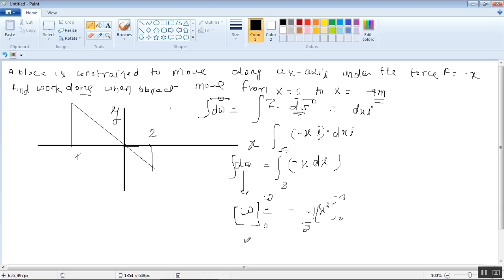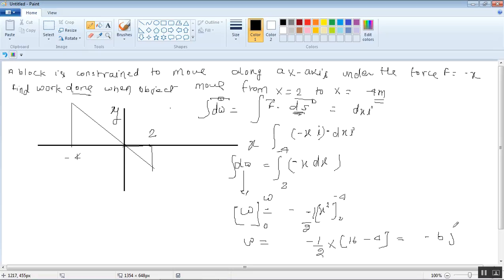If you look at this carefully, W is equal to minus 1 by 2 times (16 minus 4). So the work done will be minus 6 joule. These are quite simple questions, you should do them.